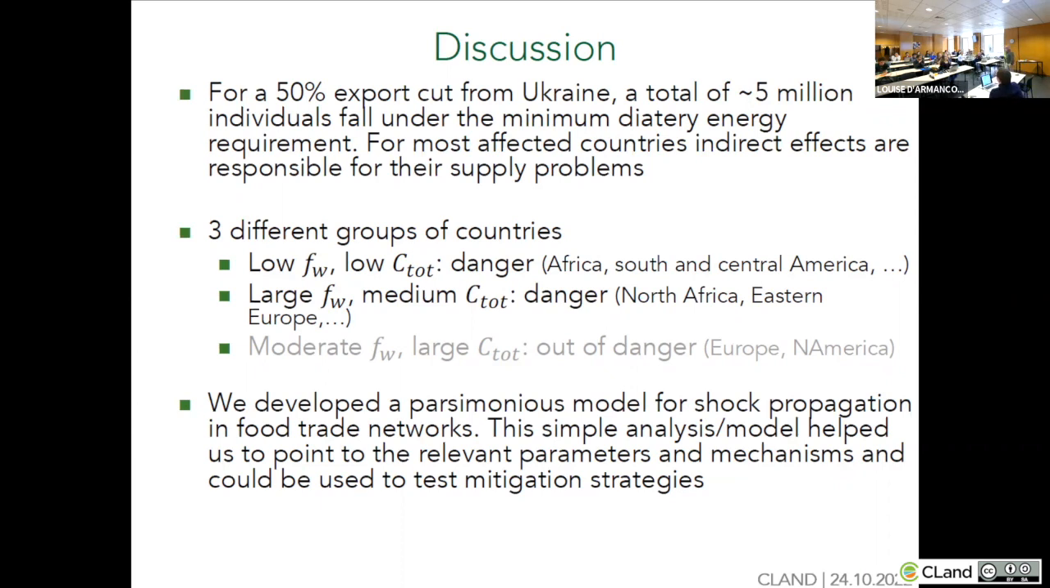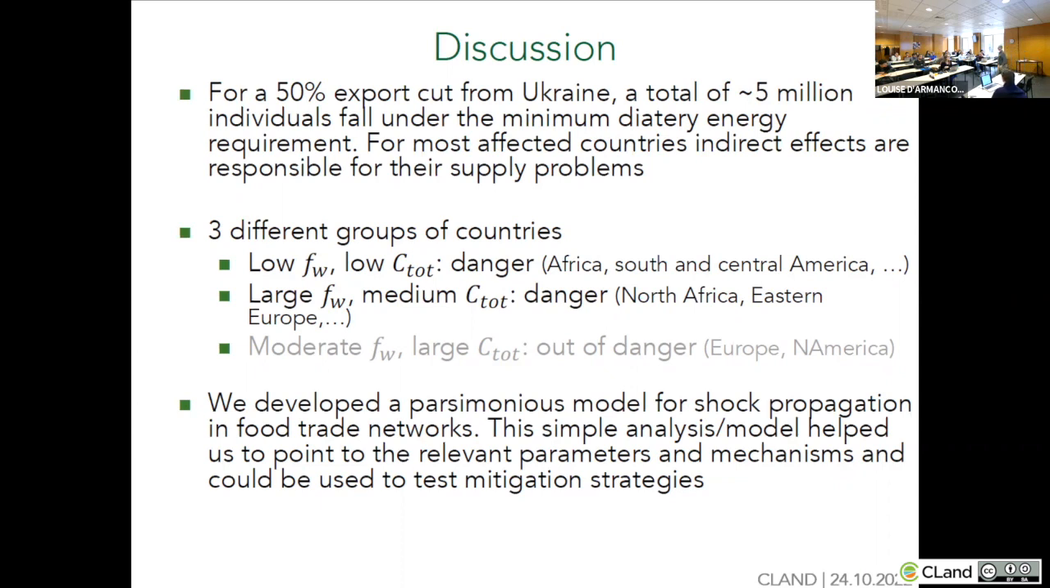Okay, thanks for this presentation. I'm a bit surprised not to see the wheat producers in your group of countries, because those should be out of danger. And the second question is, for mitigation strategy, would it be better to multiply the links or to simplify the network?